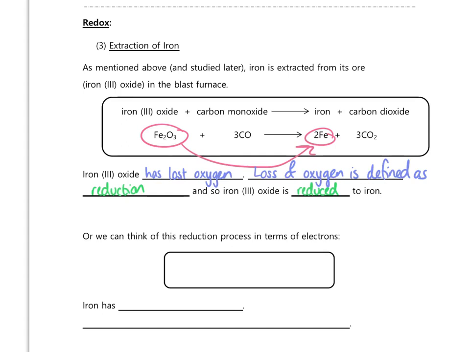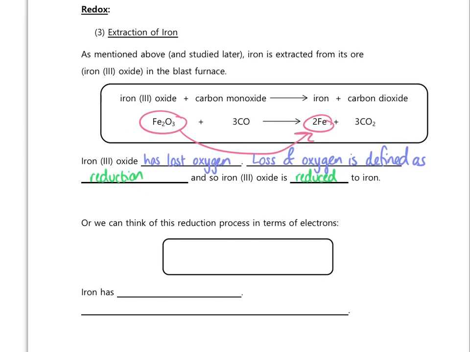Or we can think of it in terms of electrons. So we can see that it's iron(III) oxide. So that means that the iron ion as part of iron oxide has a charge of 3+. We're forming just simply iron atoms with no charge. How do we do that? How do we cancel out that 3+ charge on the iron ion? We need to gain 3 electrons. So we would say here that iron has gained 3 electrons, or the iron ion has gained 3 electrons. What is the gain of electrons defined as? Think of OIL RIG. The gain of electrons is reduction.